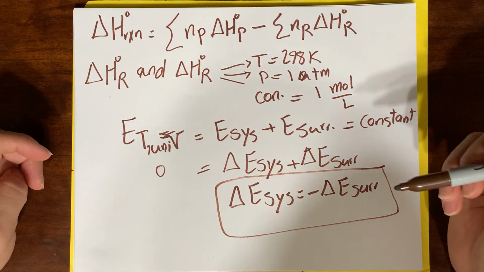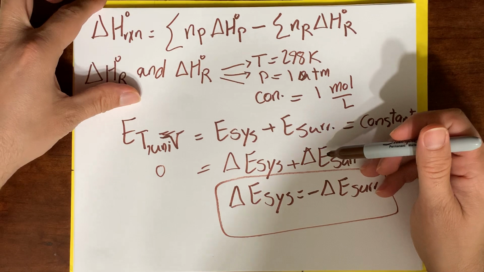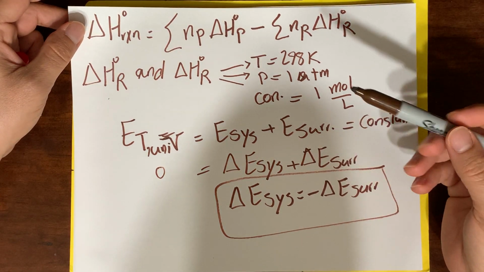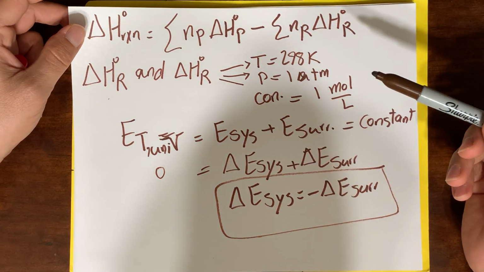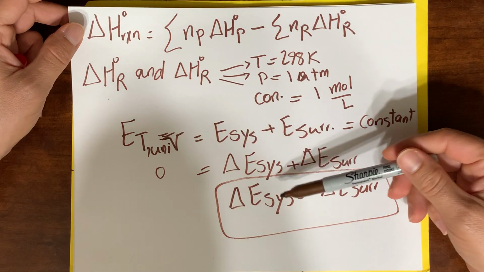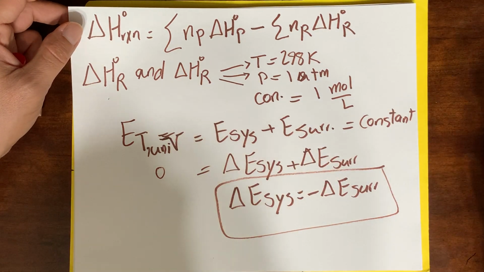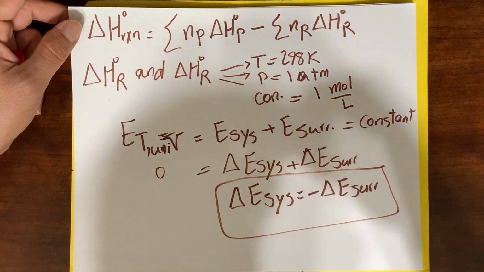Okay, so the first law again is saying that the total energy of the universe is a constant number. If that's true, then the change in energy of the system is going to be equal to minus the change in energy of the outside.